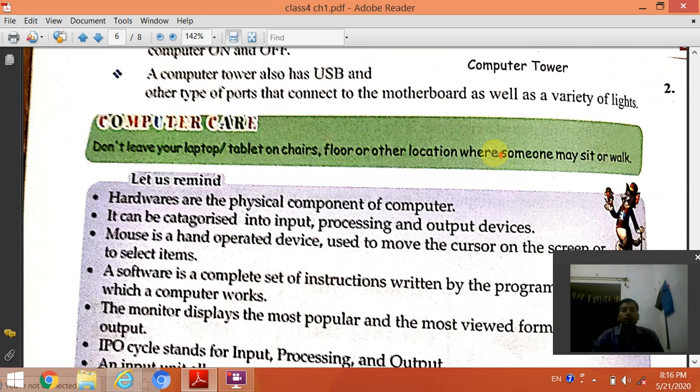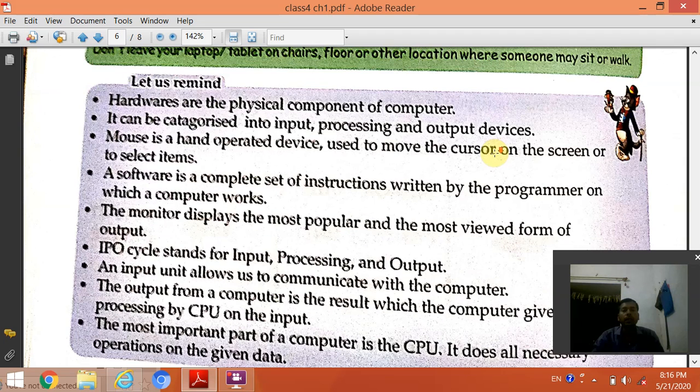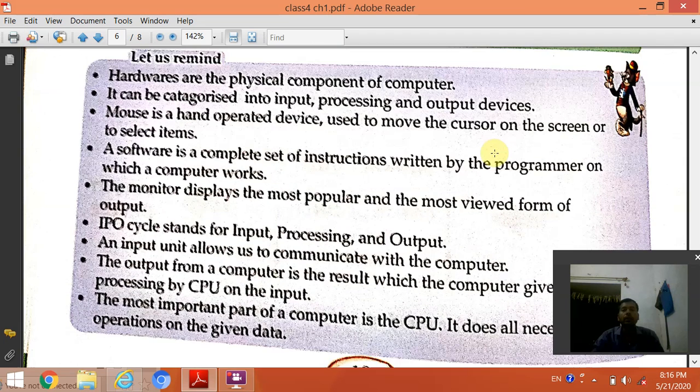Next, let us remind. Hardware are the physical components of a computer. As we discussed, physical components or electronic components of a computer are called hardware, like keyboard, mouse, monitor, CPU. It can be categorized into input, processing and output devices.